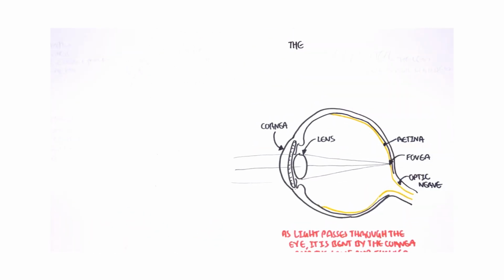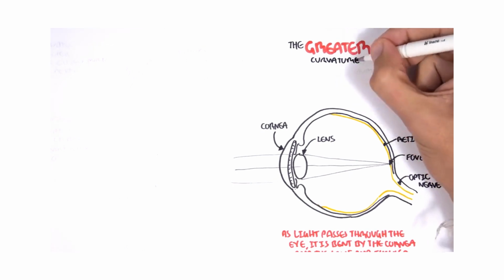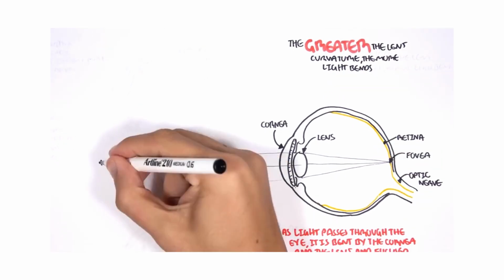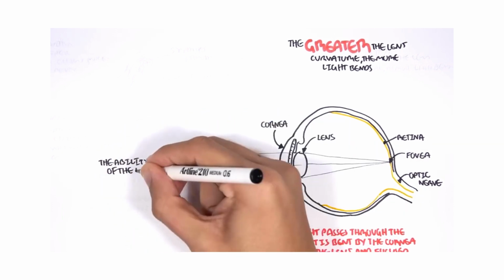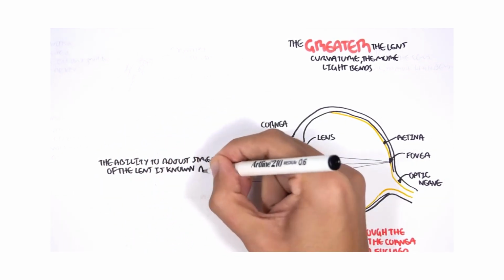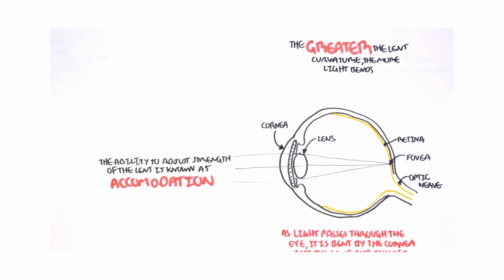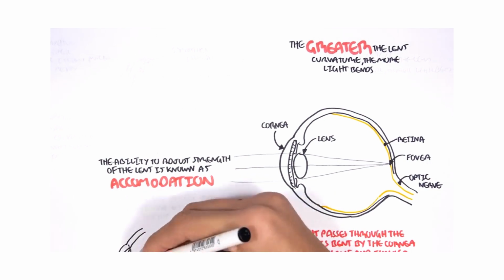Okay, now, the greater the lens curvature, the more light bends. The ability to adjust the strength of the lens is known as accommodation. So basically, the ability to constrict, make the lens tight, is known as accommodation. And let us look at that now, by looking at two different scenarios.